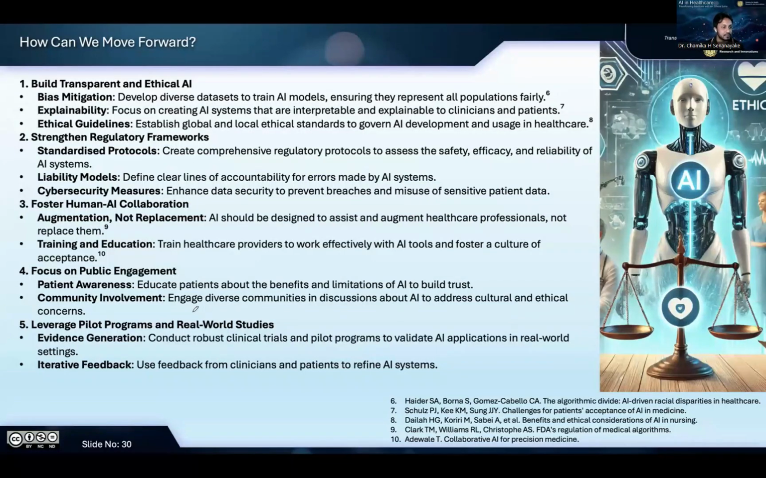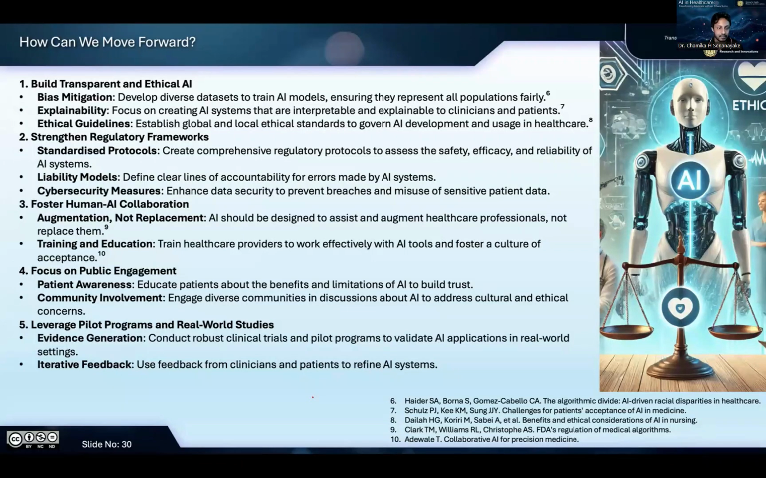And community involvement refers to engaging diverse communities through discussions about AI to address cultural and ethical concerns, and also leveraging pilot programs and real-world studies. For evidence to support whatever AI implementation we generate, we have to produce proper evidence like clinical trials and pilot programs to validate AI applications in real-world settings, which has been happening already. But we should be more supportive towards that. And iterative feedback mechanisms, those are some of the ways we could move on to next steps.